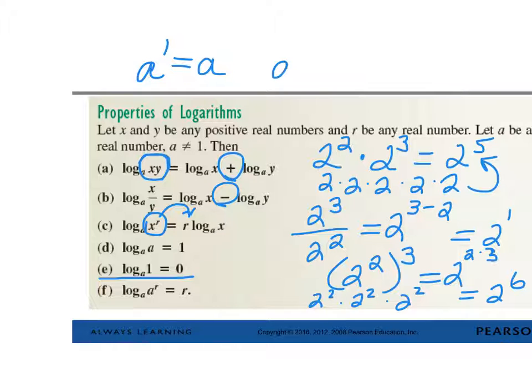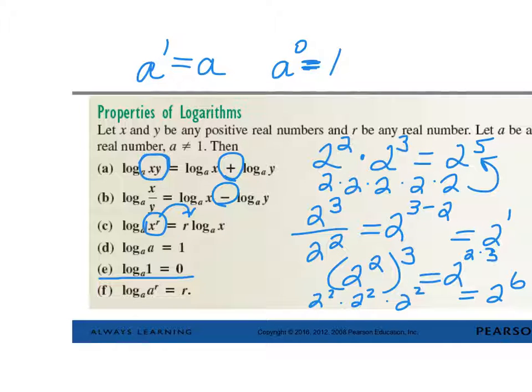This one goes back to what I said last time. A to the 0 power, like e to the 0 power, is equal to 1. Anything to the 0 power is 1. So any base logarithm of 1 is going to be 0, because 0 is the only thing you can raise that base to that you'll get the result of 1.